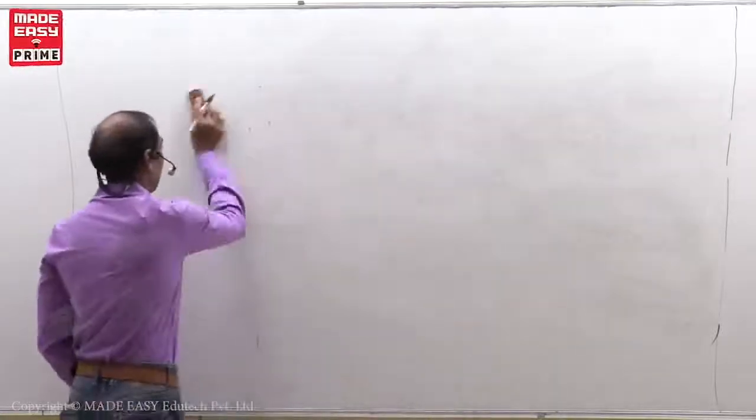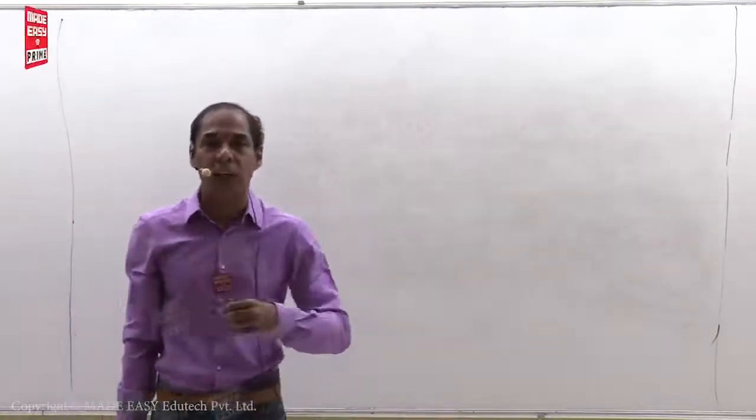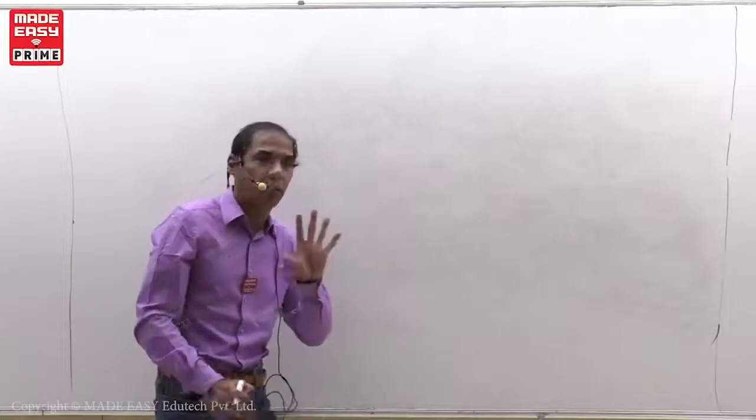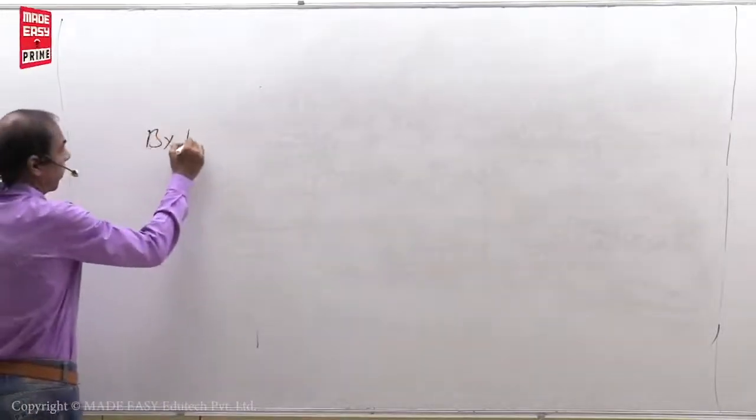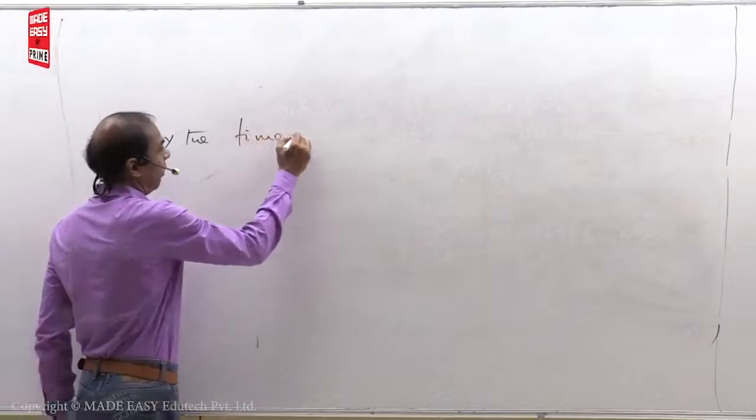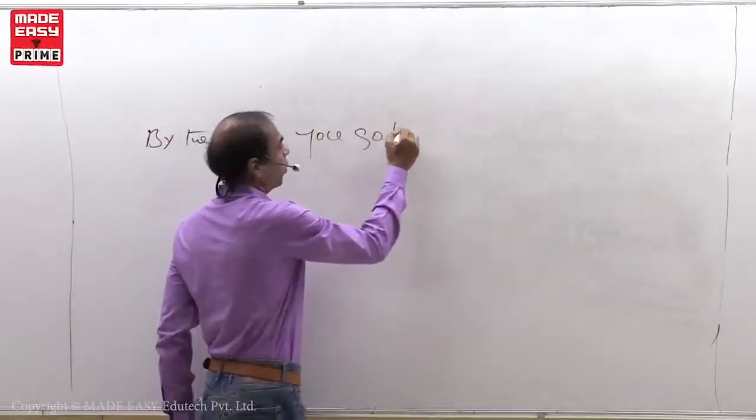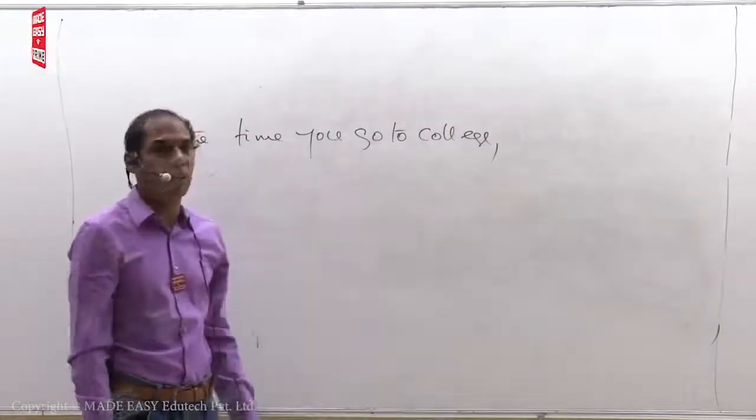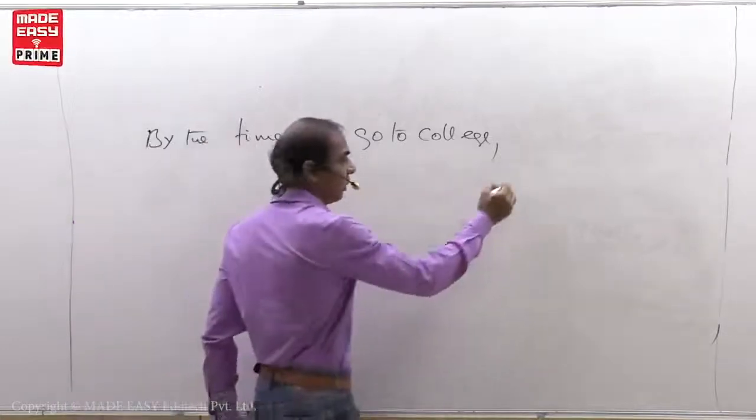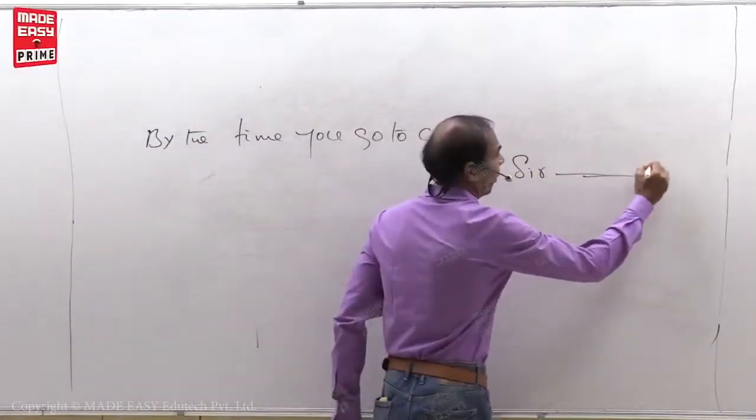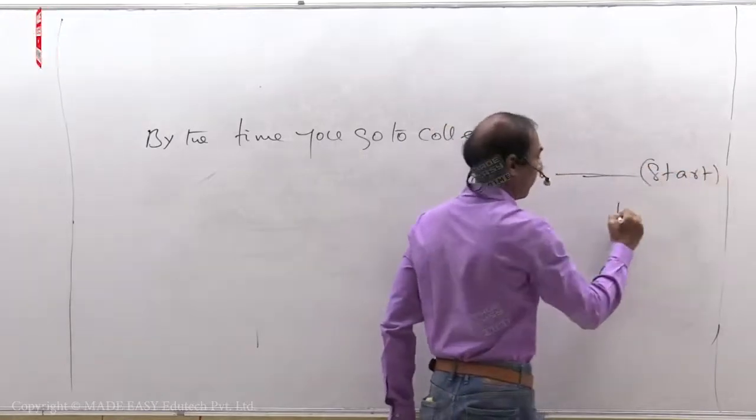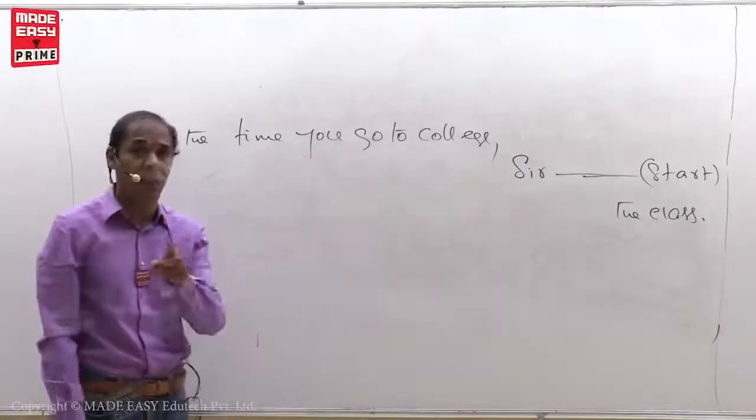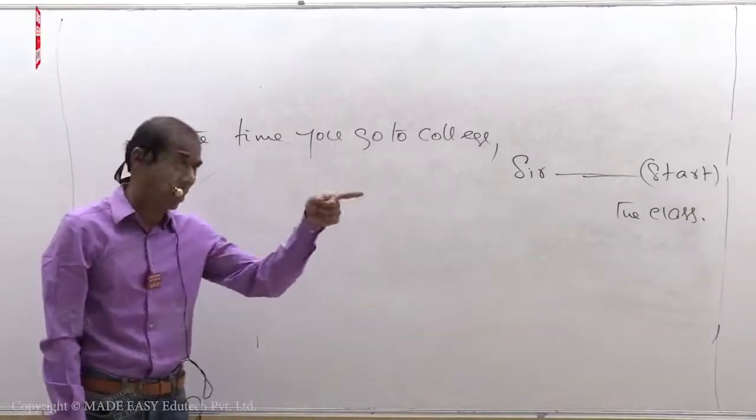Let us take one more example. For example, my daughter is going late to the college. So many times, she always goes late. So I warn her like this. Observe. By the time you go to college, Sir dash start the class. Suppose if she is going late, I warn her like this. Harika, go fast. By the time you go to college, Sir dash start the class.